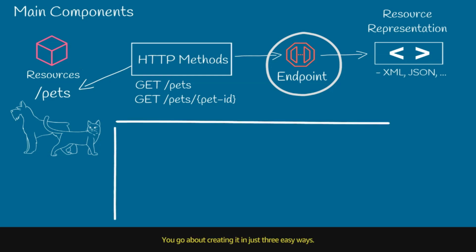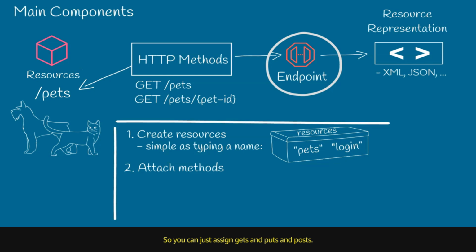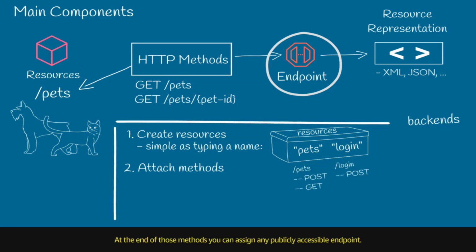You go about creating it in just 3 easy ways. First thing you need to do is to create your resources. This is as simple as typing in a name and typing in the URL endpoint that you want to be able to access that resource. Then you need to assign and attach your HTTP methods. So you can just assign gets and puts and posts. At the end of those methods, you can assign any publicly accessible endpoint.